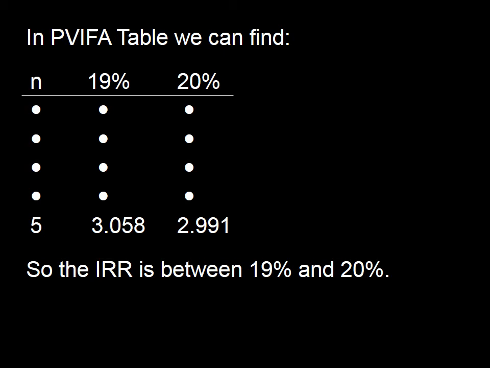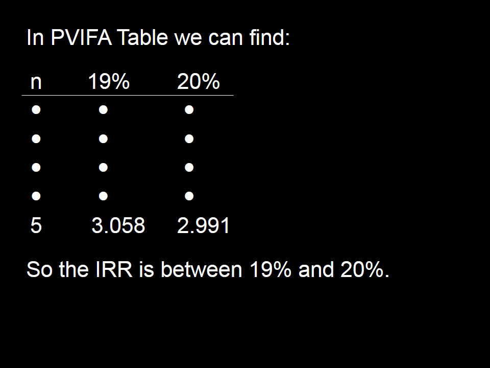Well, when you do that, you'll see that you actually won't find 3.000. What you will find when you go down, you see where I've got 5 periods, you'll see 3.058 under the 19% column and 2.991 under the 20% column. So your 3.000 lies in between the two, a little bit closer to 20% than 19. So your answer would just be that the internal rate of return is approximately 20%, or you could say is between 19 and 20%. Either one of those would be correct.